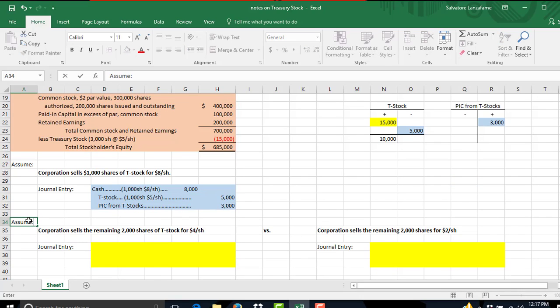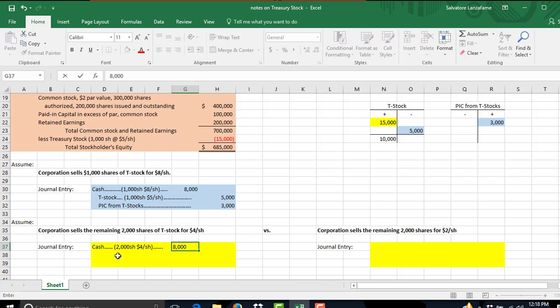So we're continuing along our example. This one says, let's assume the corporation sells the remaining shares of T stock for $4 a share. So we're going to debit cash, and we're going to go 2,000 shares at $4 a share. Let's see if this works out right. We may have to change it a little bit here. So 2,000 times 4, that's going to be 8,000.